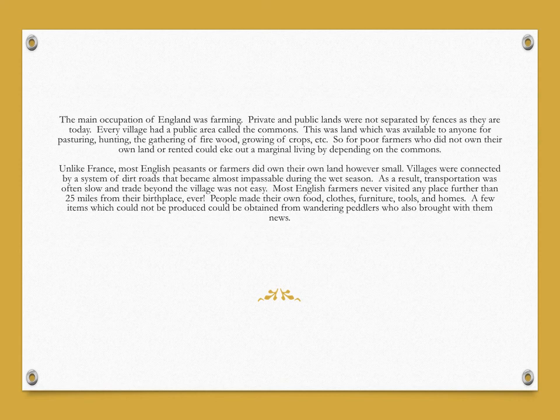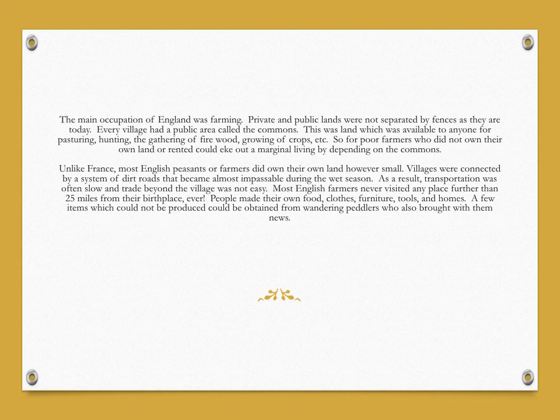The main occupation in England was farming. Private and public lands were not separated by fences as they are today. Remember what separated the private and public land by fences? That was called the Enclosure Acts. Every village had a public area called the Commons.